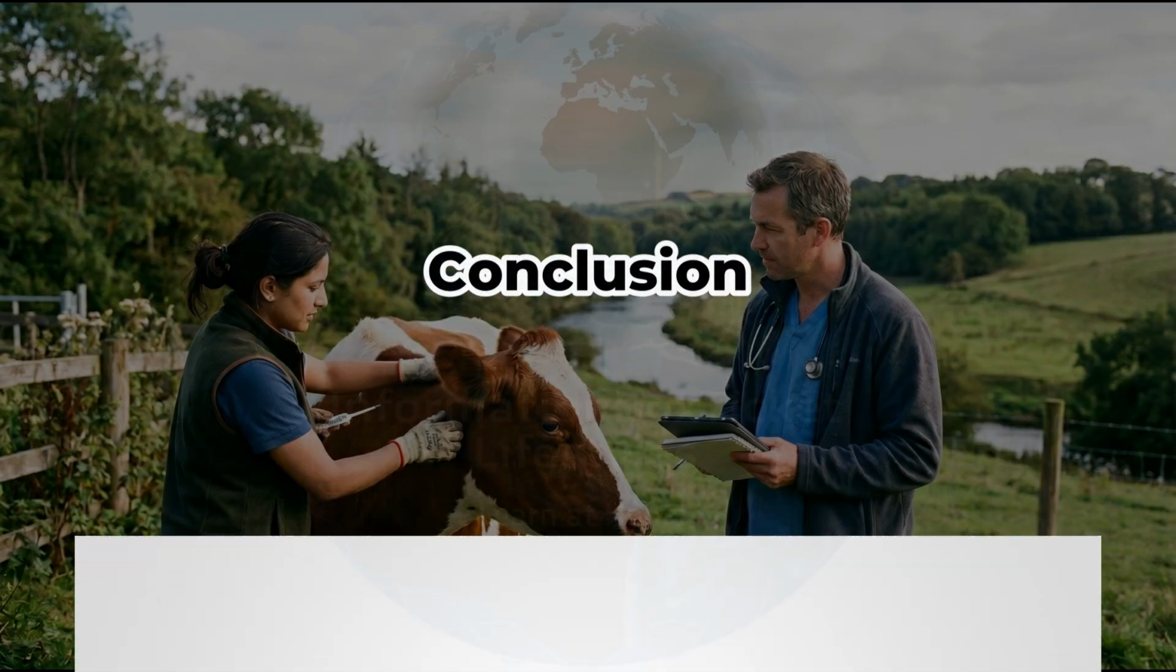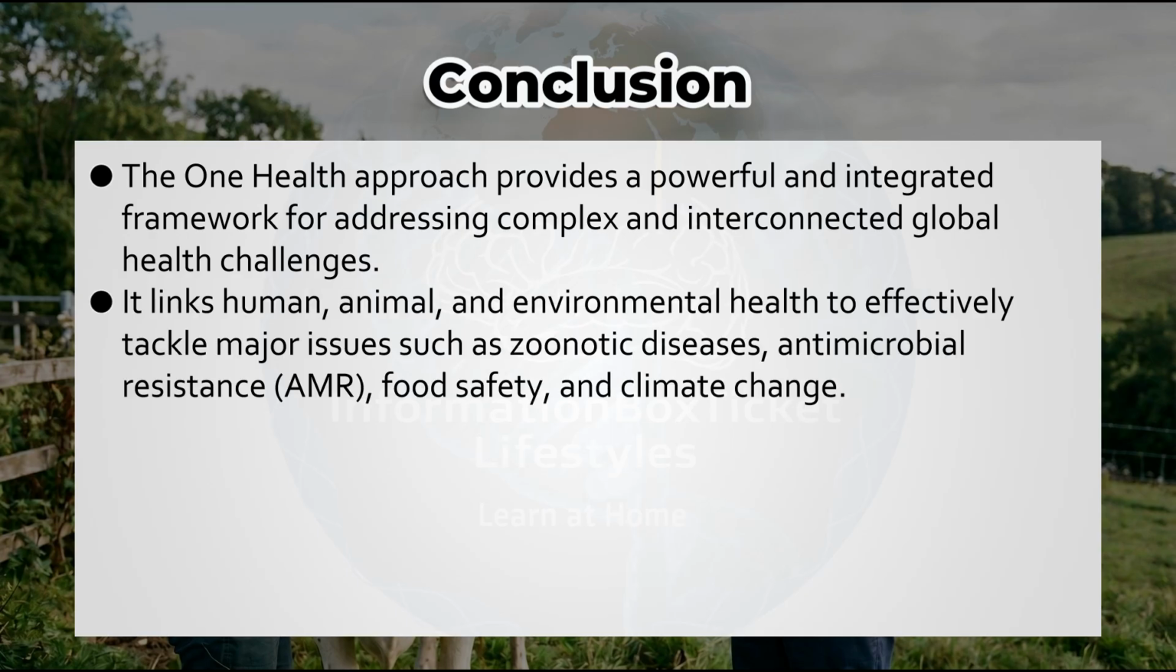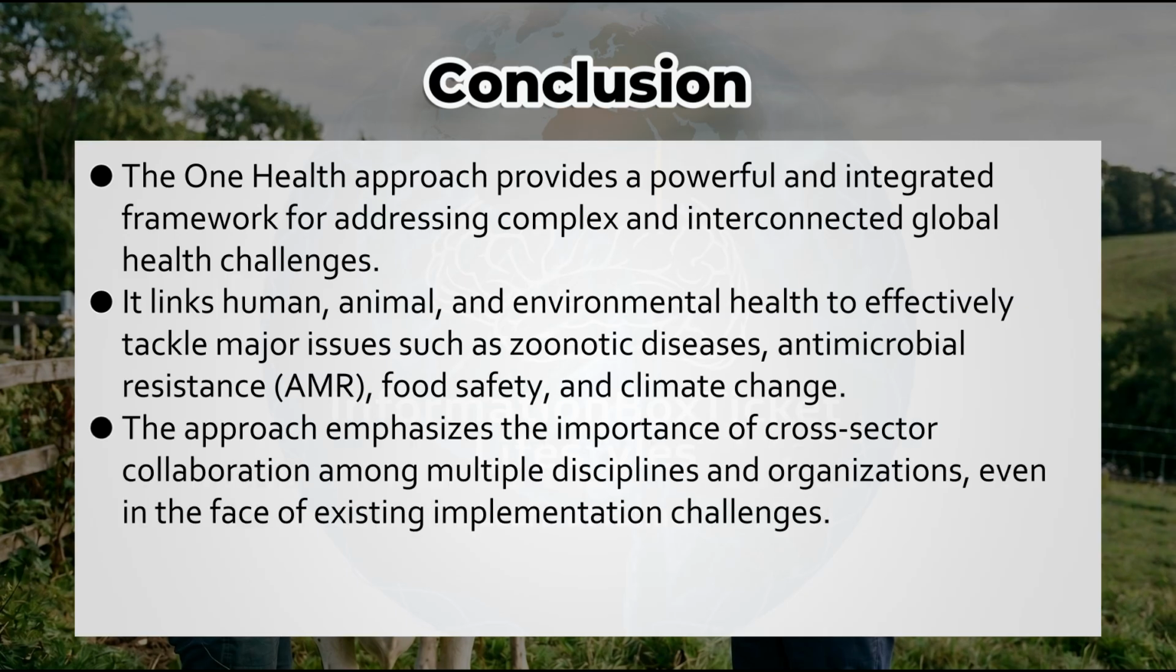Conclusion. The One Health approach provides a powerful and integrated framework for addressing complex and interconnected global health challenges. It links human, animal, and environmental health to effectively tackle major issues such as zoonotic diseases, antimicrobial resistance, AMR, food safety, and climate change. The approach emphasizes the importance of cross-sector collaboration among multiple disciplines and organizations, even in the face of existing implementation challenges.